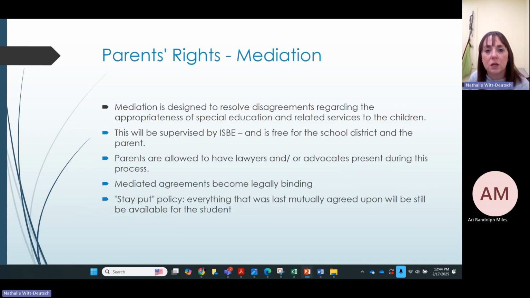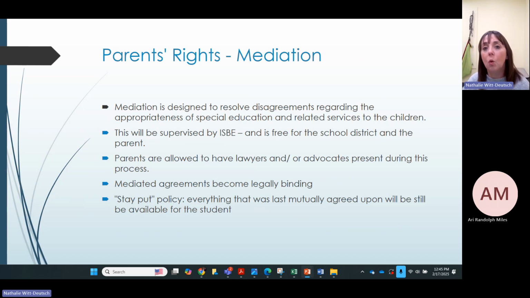You can also go through mediation. Mediation is the step below due process hearing. It's designed to resolve disagreements regarding the appropriateness of special education related services to children. This will be supervised by ISBE and is free for the school district and the parent.